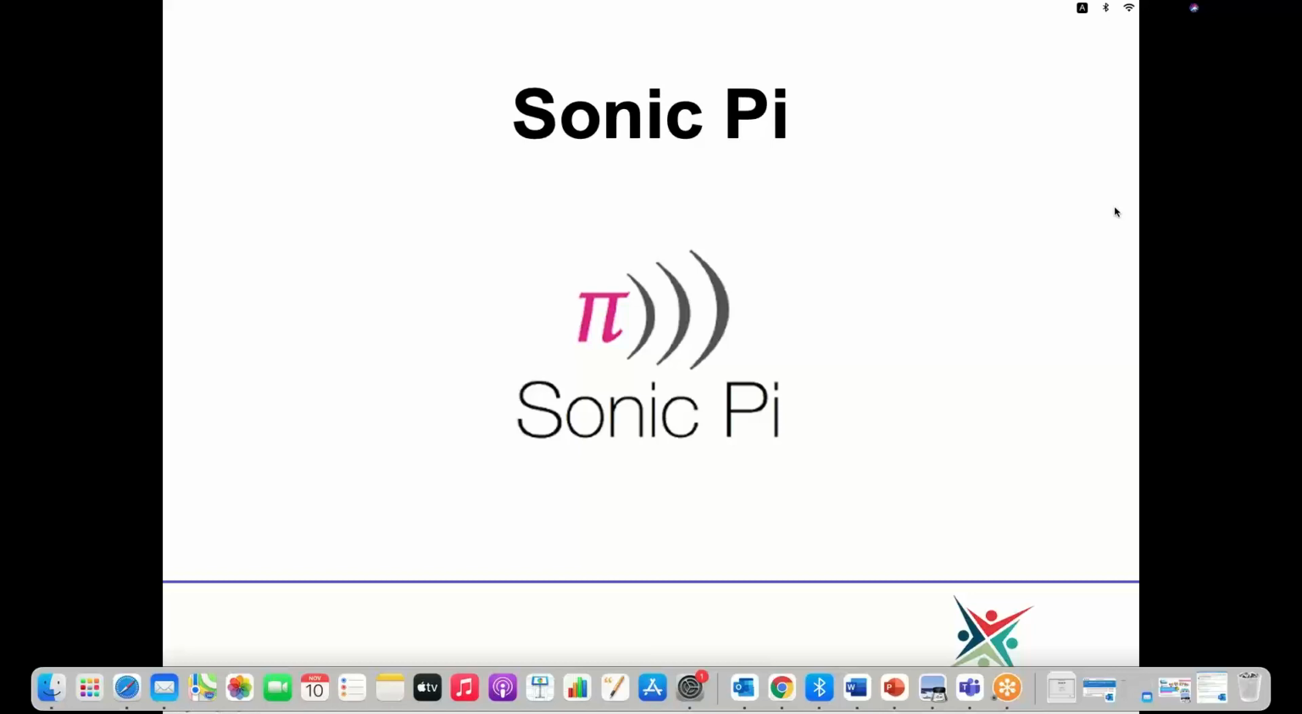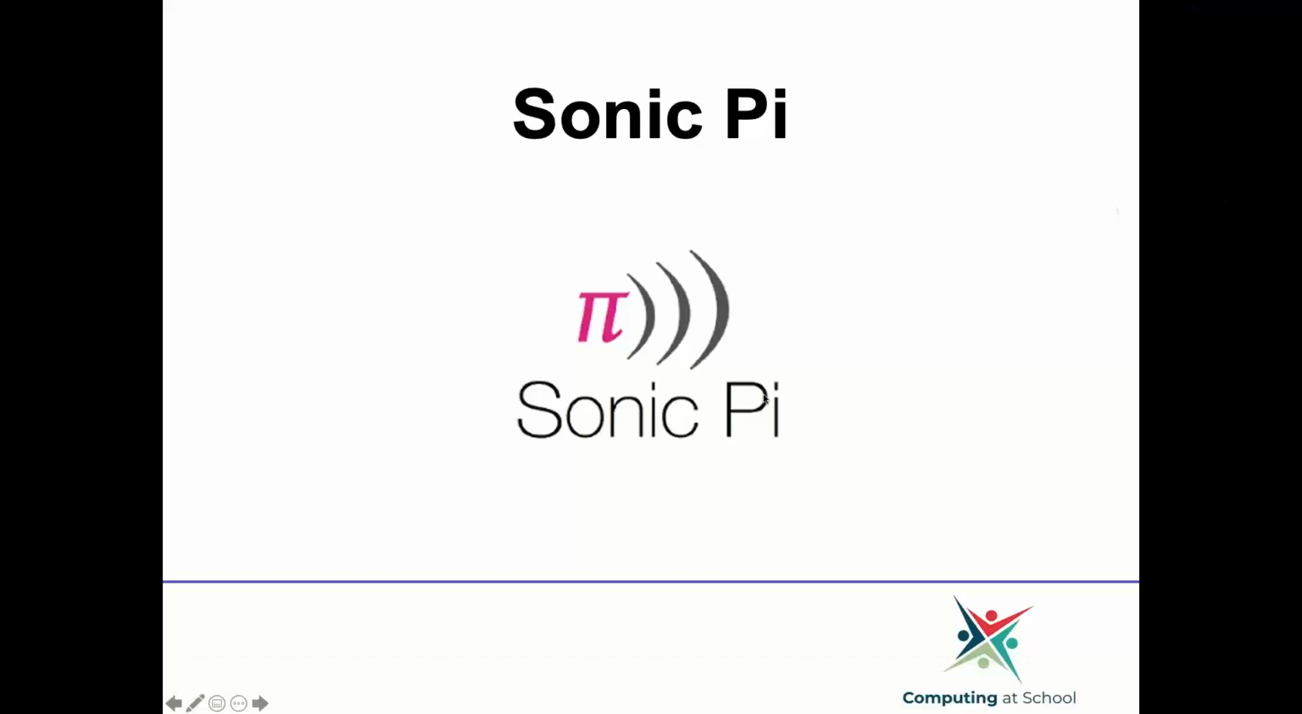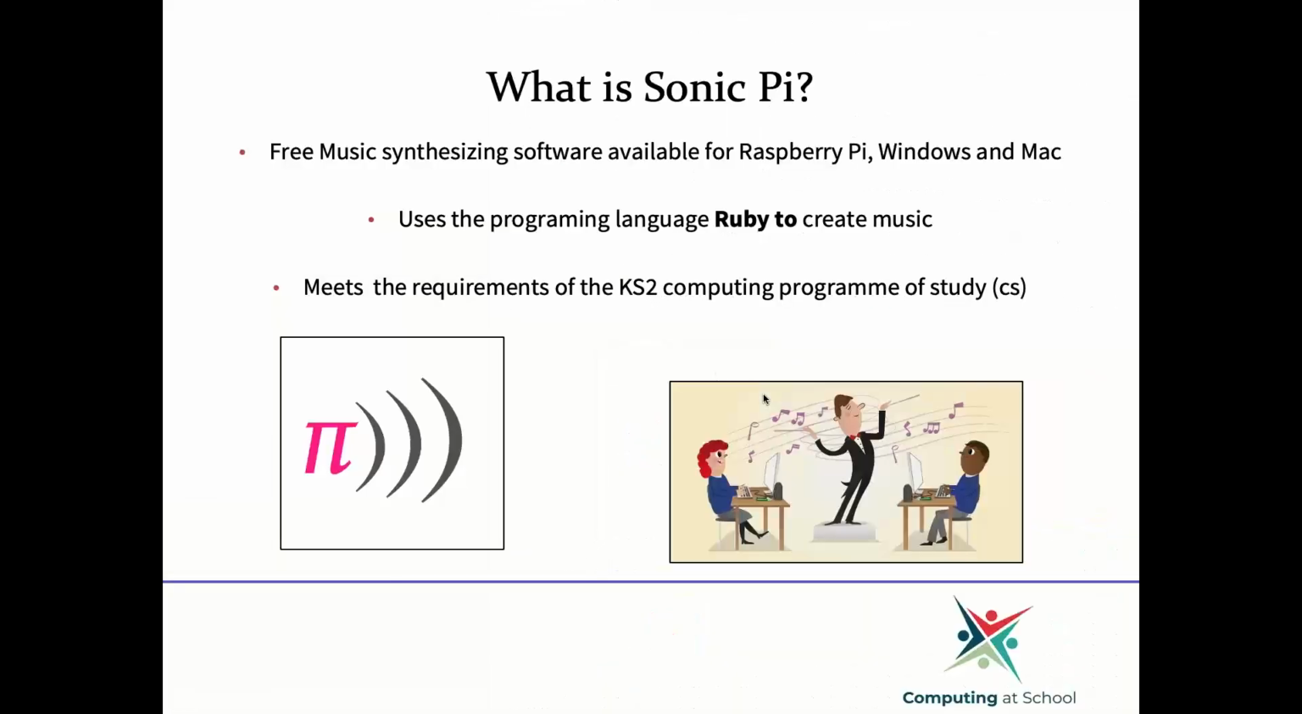Okay, so let's just start. Here we go. So what is Sonic Pi? Like it says there, it's free software. It's available for the Raspberry Pi, for Windows and Mac, and it uses a programming language called Ruby to create music. So it's a text-based programming language. You'll see in the next slides what that looks like.